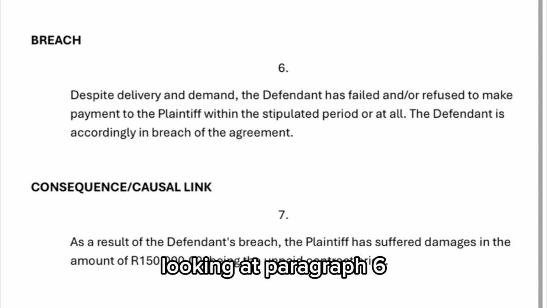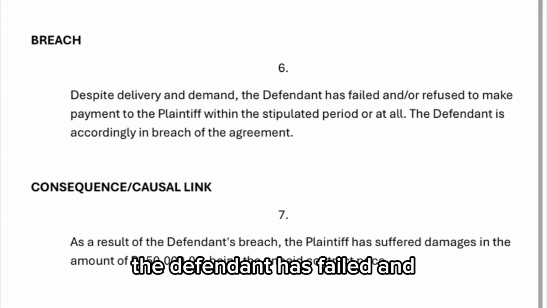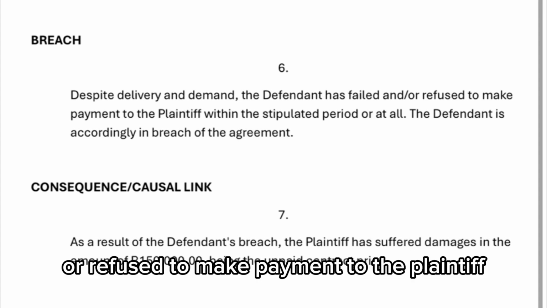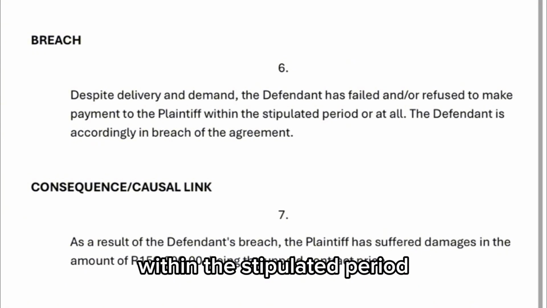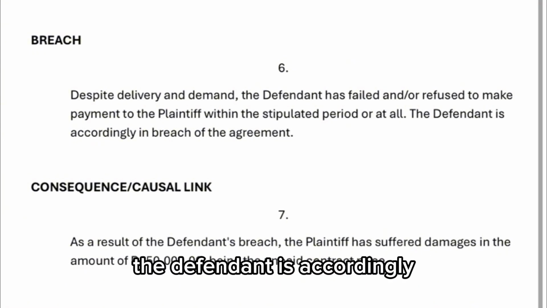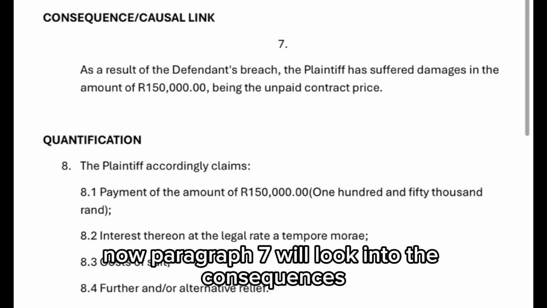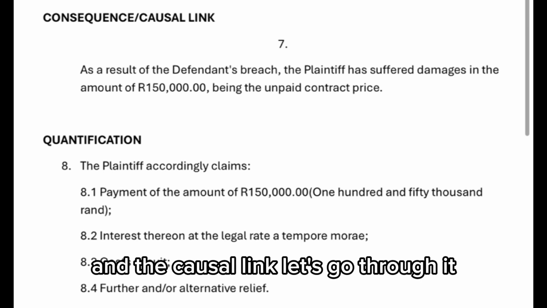Looking at paragraph 6, it says, despite delivery and demand, the defendant has failed and/or refused to make payment to the plaintiff within the stipulated period or at all. Thus, the defendant is accordingly in breach of the agreement. Now, paragraph 7 will look into the consequences and the causal link.